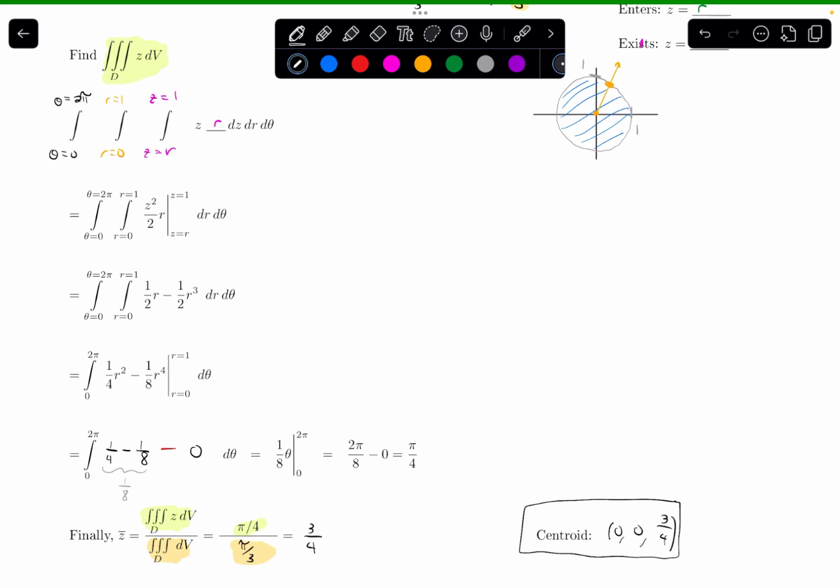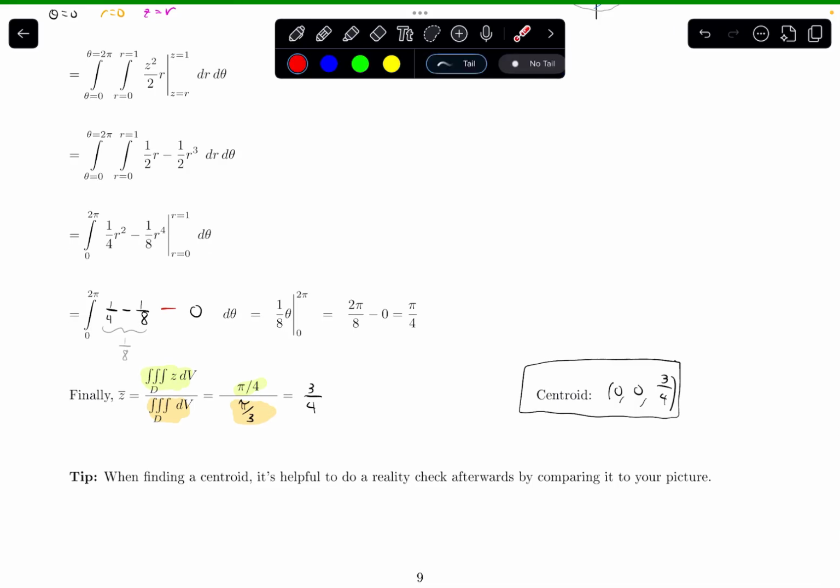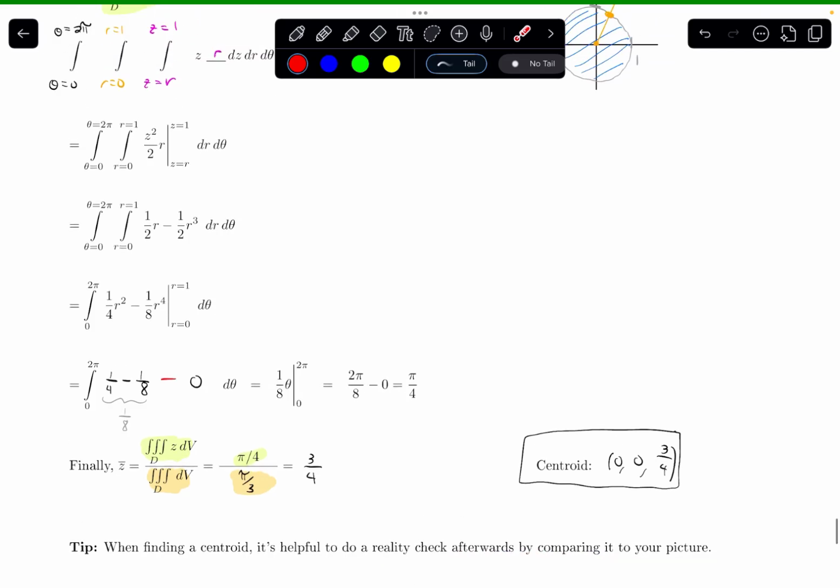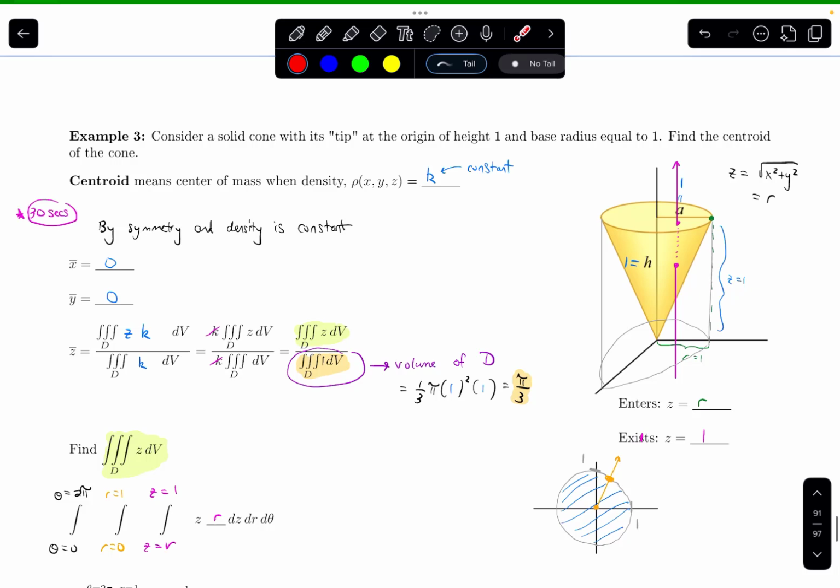So my last thought here is a tip. When we're finding the centroid, it's helpful to do a reality check afterwards by comparing it to the picture. Because we said earlier that we expect it to be on the z-axis, and I expect it to be closer to the top than it is to the bottom. And that makes sense if the z-coordinate is 3/4, like I'm getting. So that does make sense. Okay, and there we have it.